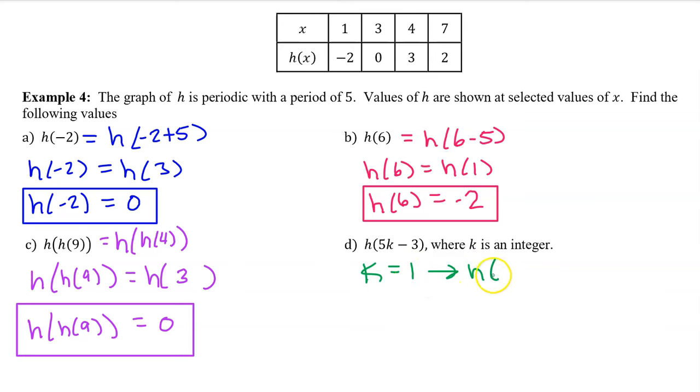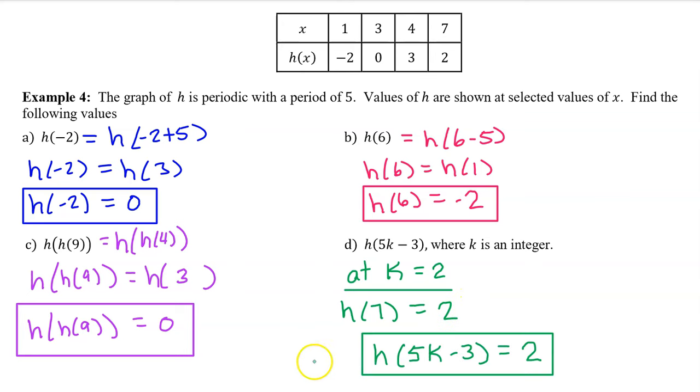That would mean we would have h at 5 times 1 minus 3. That would be 5 minus 3, which would be 2. But that's no good because 2 is not on the chart. But what about at k equals 2? Well, that would be 5 times 2, which is 10, minus 3, which is 7. So at k equals 2, we have h at 7. And h at 7 is 2. That means h at 5k minus 3 will equal 2 for any value of k where k is an integer.